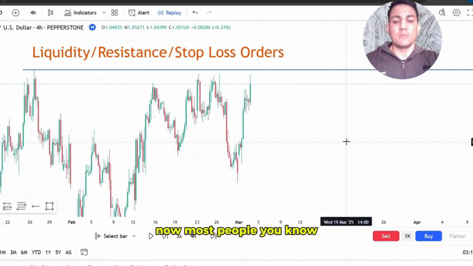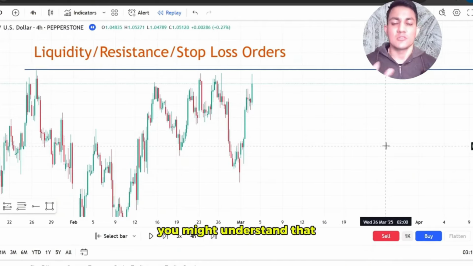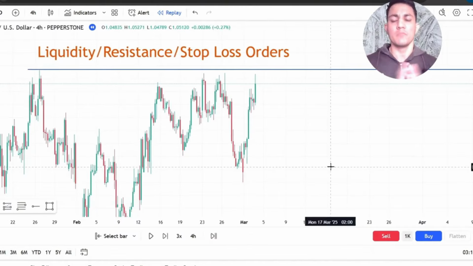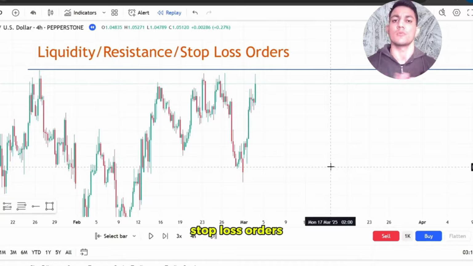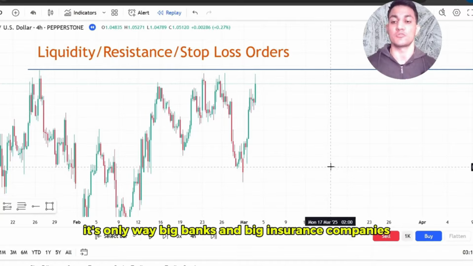Now, most people, if you look at liquidity, you probably understand that. Hopefully that makes sense, right? Markets will only move for higher time frame stop loss orders. It's the only way big banks, big insurance companies, and hedge funds can get in and out of their positions. What liquidity does is give you the direction of the market.